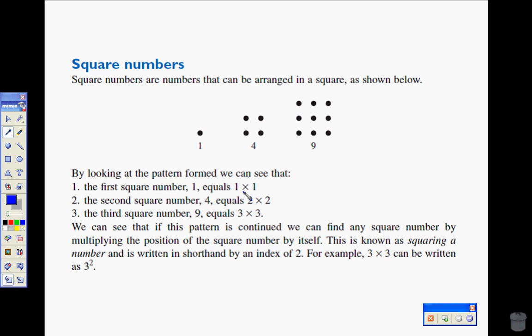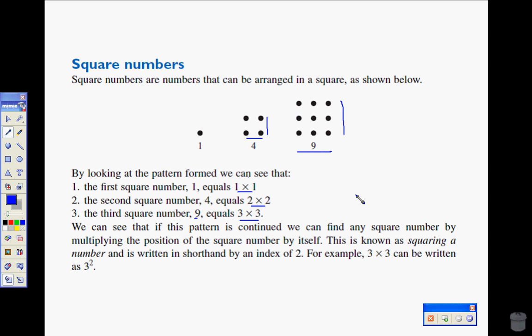If you have a look, we can see a pattern forms. The first square number, we get by multiplying 1 by 1. The second square number 4, we can get by multiplying 2 by 2, and you can see there's your 2 by 2. And the third square number 9 is given to us by 3 by 3. You can see there's 3 along the bottom, 3 along the side. The next one obviously is 16 because it'd be 4 by 4. And then 5 by 5 is 25. So that's the next square number, and so on, and we can keep going.